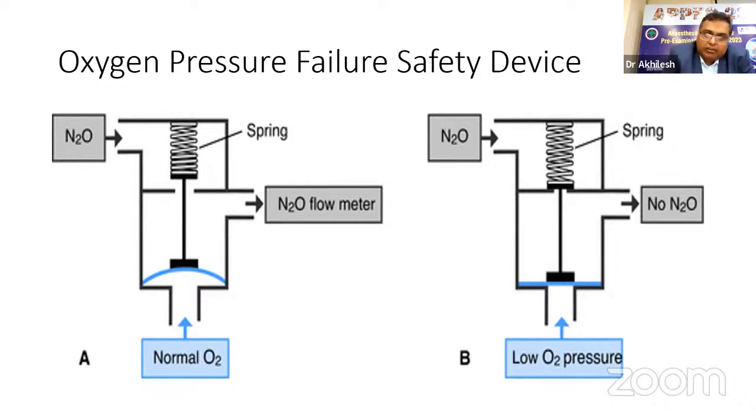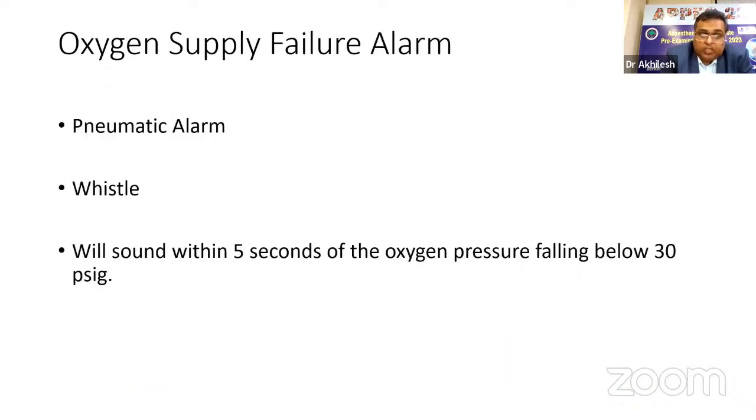And then you start the nitrous oxide. So nitrous oxide will automatically go without going on the oxygen. So somehow, this system can be bypassed. And the important thing is this is flow dependent. The important take home message is this oxygen pressure failure safety device is a flow dependent device. So there comes the role why we use an oxygen analyzer.